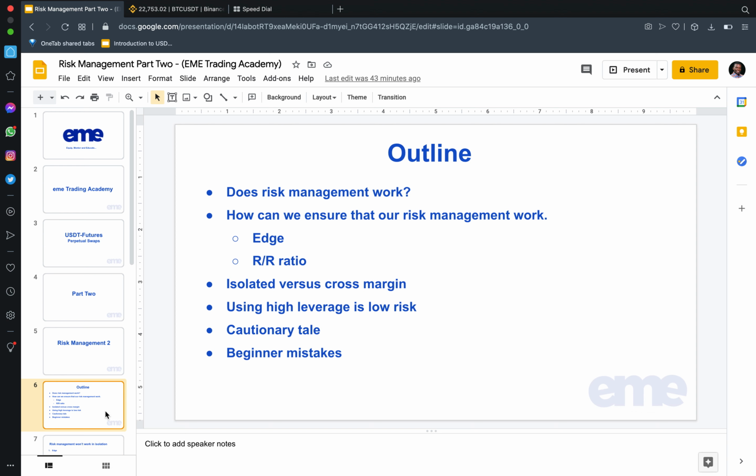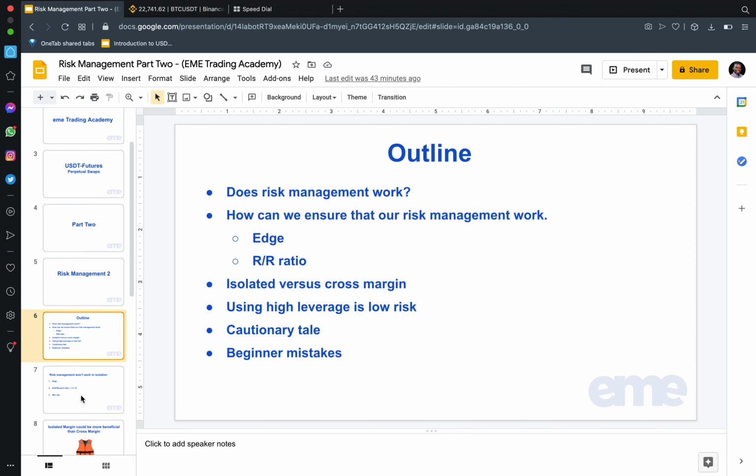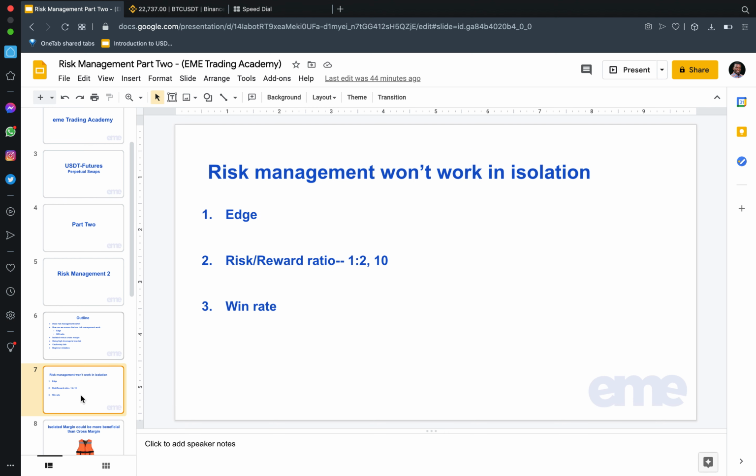Now today we are going to focus on how to ensure that our risk management works. We're going to talk about isolated versus cross margin, things like high leverage, and some beginner mistakes to avoid when trading. All right, let's go.